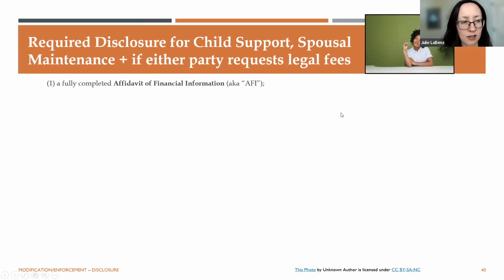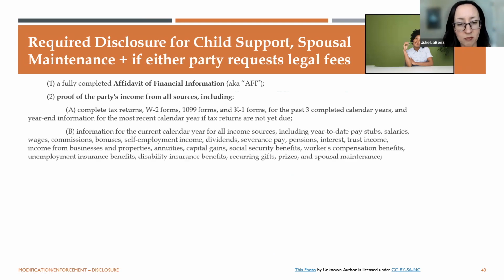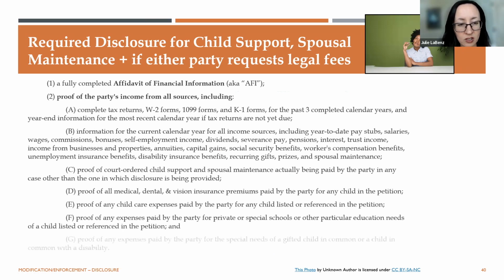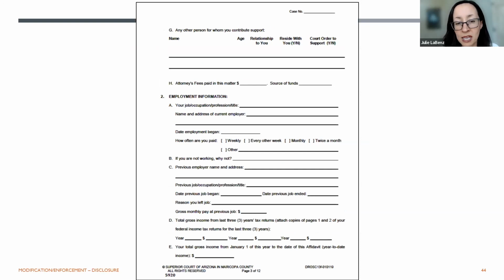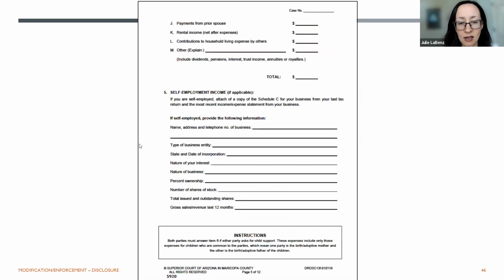Just as a reminder, if you've got child support, spousal maintenance, and/or legal fees at issue in your post-decree case, you're going to need to submit an affidavit of financial information and proof of income from all sources. So let's look at the affidavit of financial information form. Just fill this out to the best of your ability. You really want it to be accurate. This is going to be information about your employment and your income. If you have your own business, this is where you put in information about your business. And then for item 6, if your case is involving child support, you would fill out part 6.